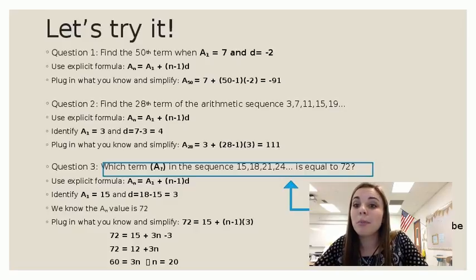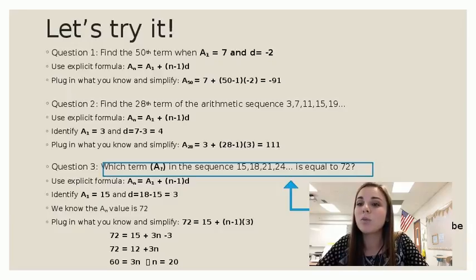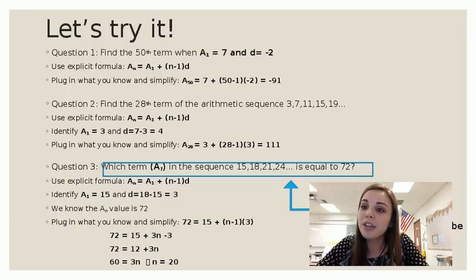So what we're going to do is plug in what we know. We know that we're looking for the 50th term, which is a sub 50, and that equals a sub 1, which is 7, plus n, which is the term number, so 50 minus 1, times d, which is negative 2. If you put that in your calculator, you should get negative 91.